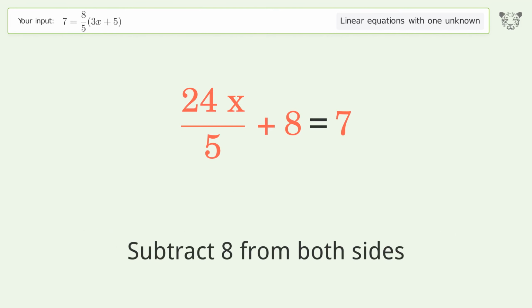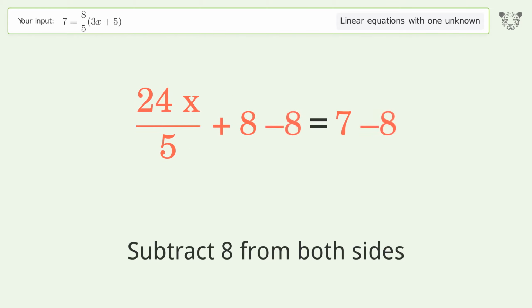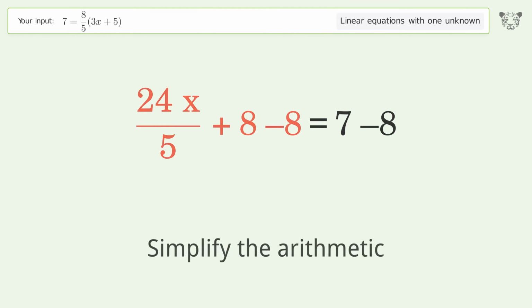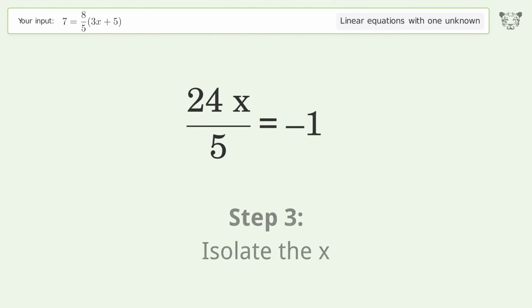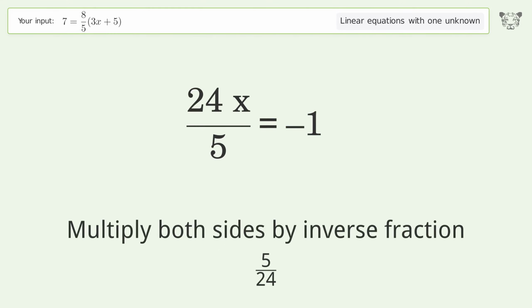Subtract 8 from both sides. Simplify the arithmetic. Isolate the x. Multiply both sides by the inverse fraction 5/24.